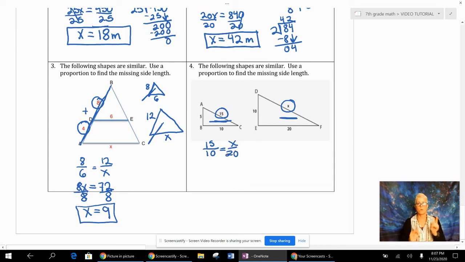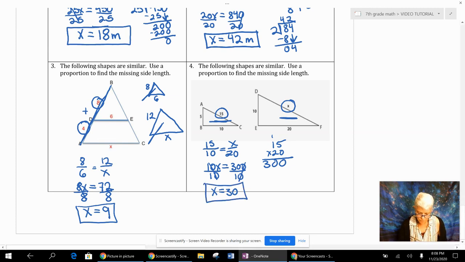And then I'm going to cross multiply and divide. 10x equals 20 times 15. Now, I could guess that one, but I'm going to go ahead and work it out. 10, 3, 300, divide by 10, divide by 10, and that came out really nice because I got rid of a lot of the zeros, and I end up with my answer. It's 30. It doesn't say 30 what, so we're just going to be happy with 30.